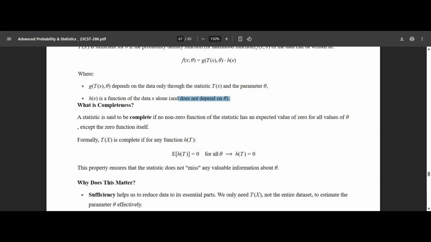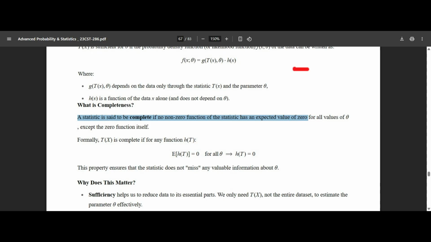And what is completeness? A statistic is said to be complete if no non-zero function of the statistic has an expected value of 0 except the zero function itself. Okay, formally T(X) is complete if for any function h(T), E of h(T) equals 0 for all theta implies h of T equal to 0. So this property ensures that the statistic does not miss any valuable information about theta. So a statistic is said to be complete if no function of the statistic has an expected value of 0.